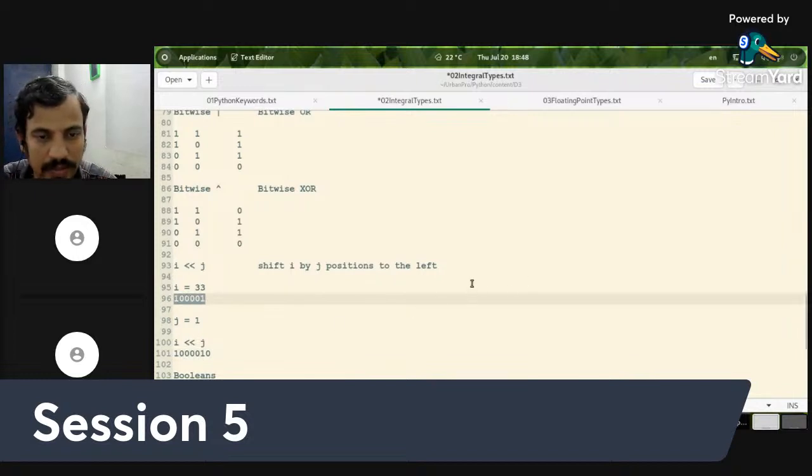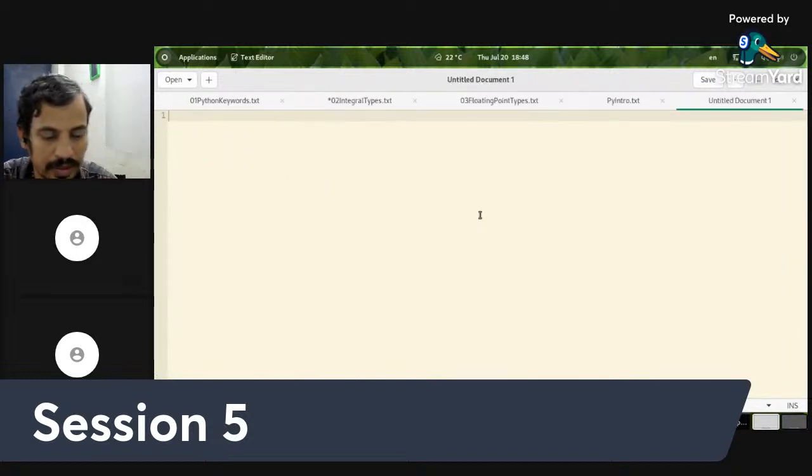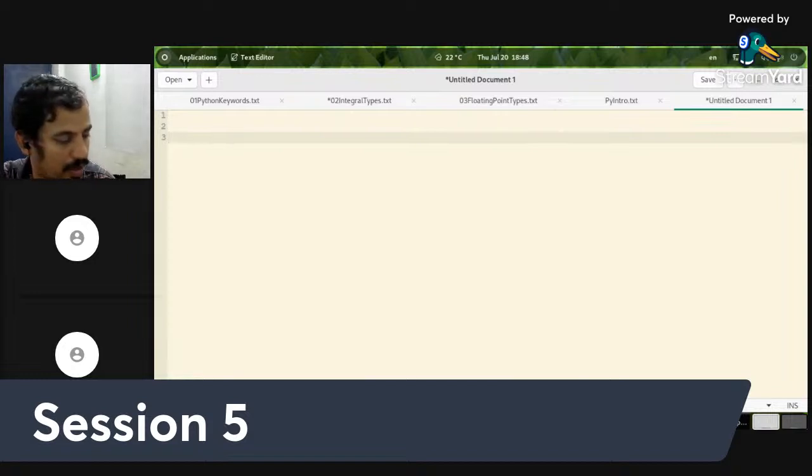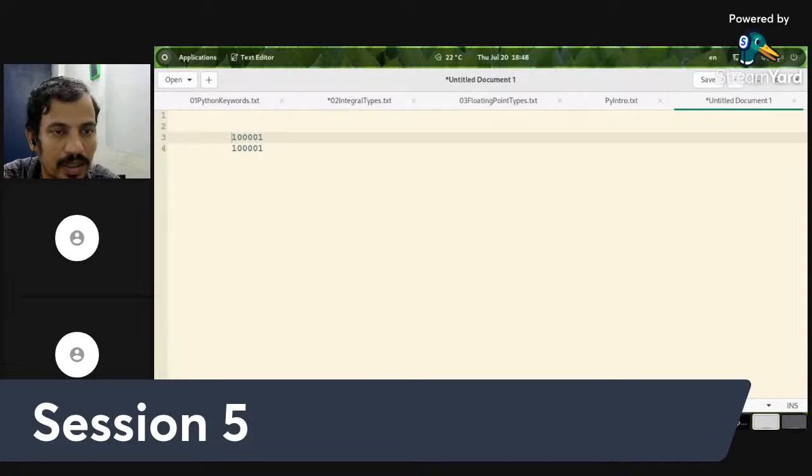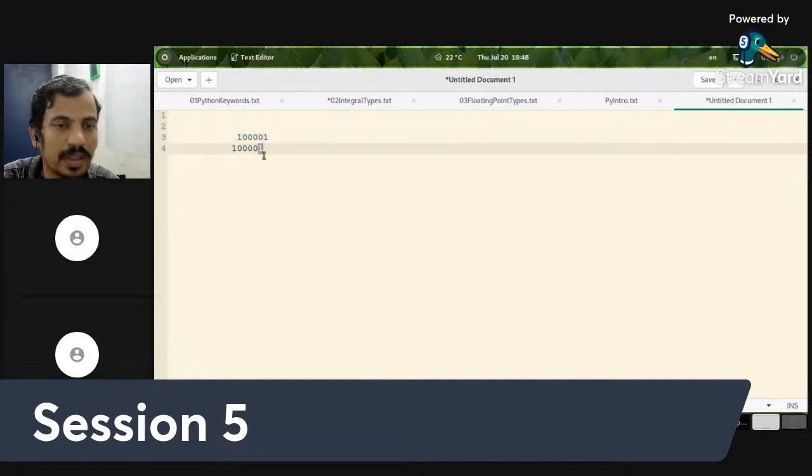Okay, let me show you this. Control C, here, Control V. So each of these values gets shifted by 1 position to the left. This 1 in the new value becomes the second last digit. And at the end, I have shifted by 1 position, so I'm adding a 0.